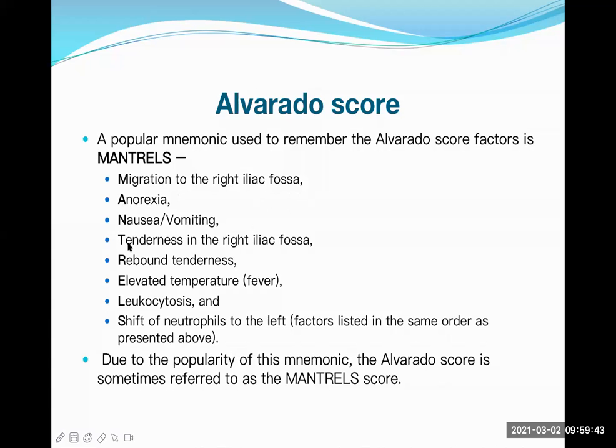Remember, this has got 2 points, a very important one. R for rebound tenderness. E for elevated temperature or fever. L for leukocytosis, another important feature, which got 2 points. And then S for shift of neutrophils to the left, also known as left shift. Shift to left means neutrophilia, especially the immature types are more commonly present there. So this is called MANTRELS.